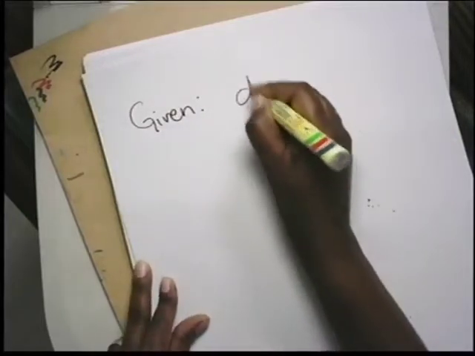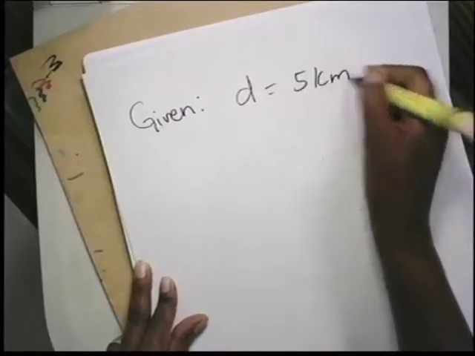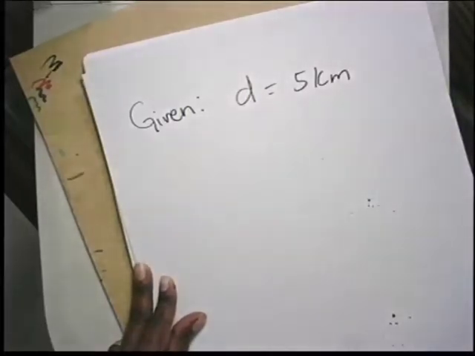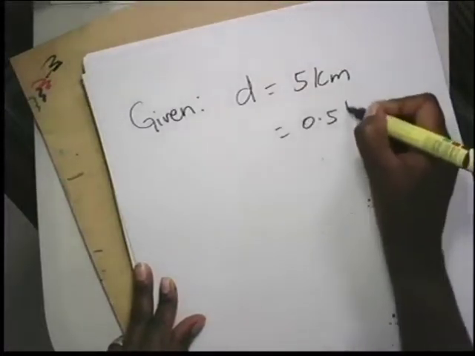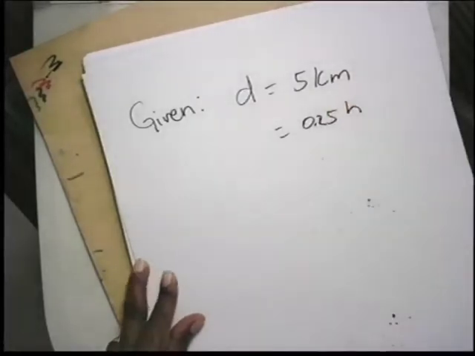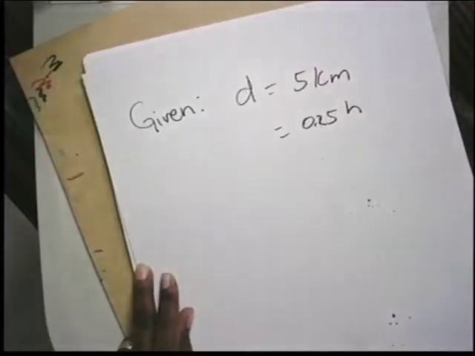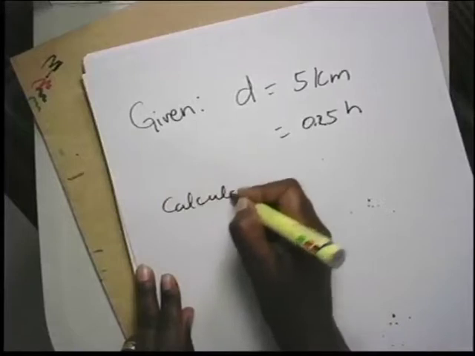We are given the distance, which they say is 5 kilometers, and the total time is 0.25 hours. Okay, 0.25 hours is a quarter of an hour. Now you are asked to calculate the average speed.